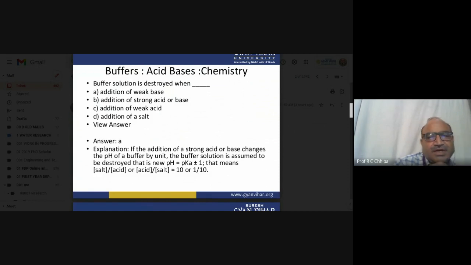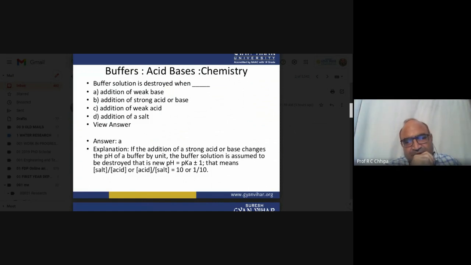So here, addition of a weak base. What about in the case of ammonium? In the case of sodium acetate and acetic acid, which is the weak acid? That is the acetic acid. So addition of acetic acid definitely destroyed the buffer solution.